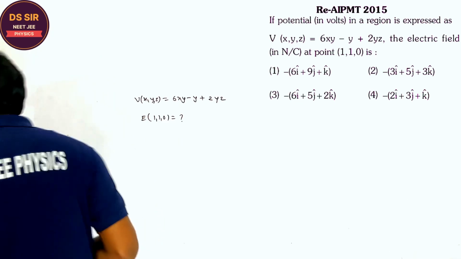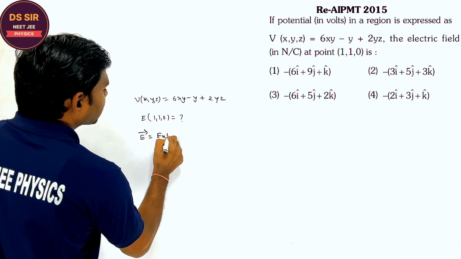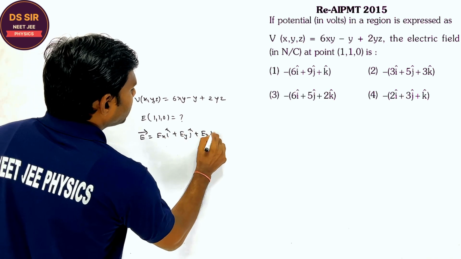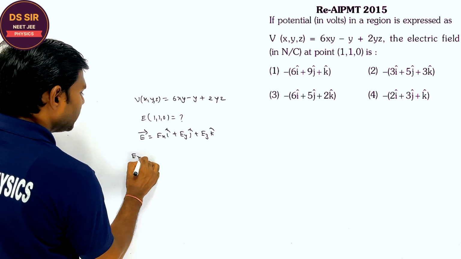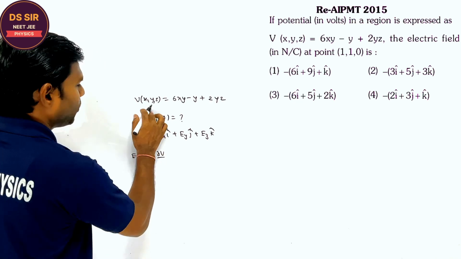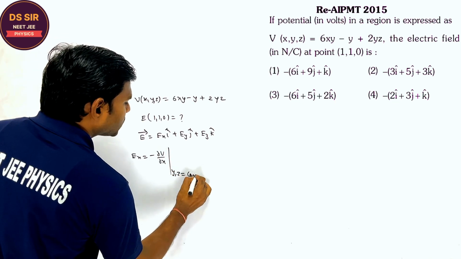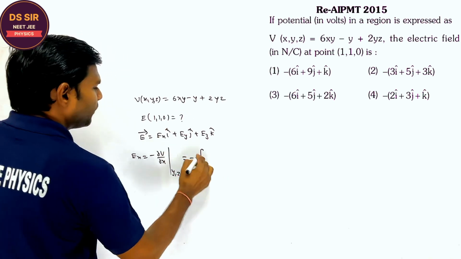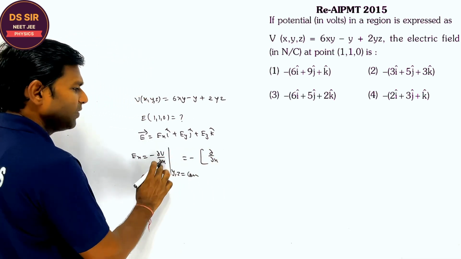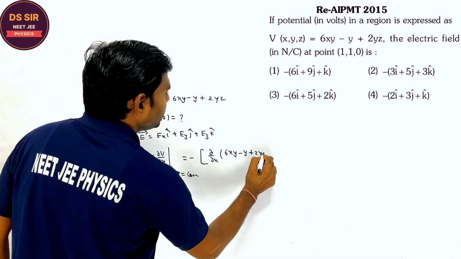So to find the electric field, it is nothing but the x component plus the y component plus the z component, right? To find the x component, you have to take the partial derivative of the potential with respect to x such that y and z are constant. This is the partial derivative of v with respect to x, of 6xy minus y plus 2yz.